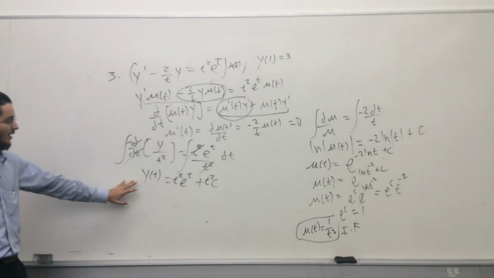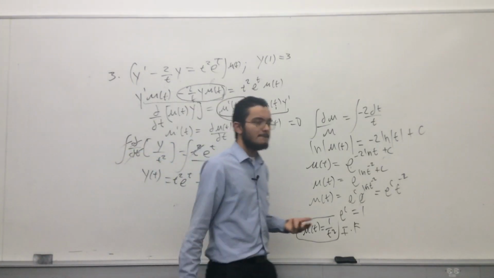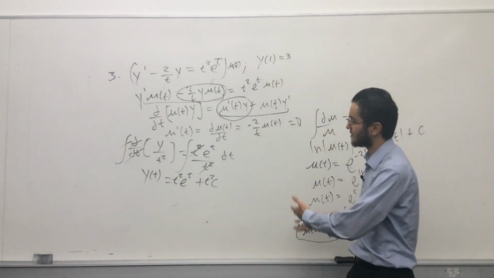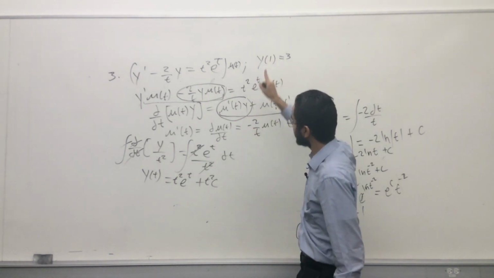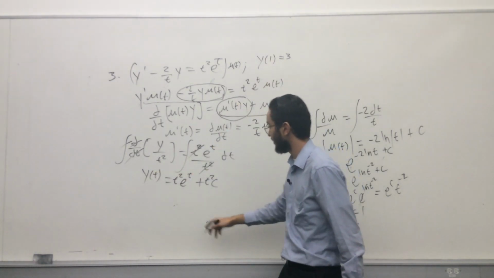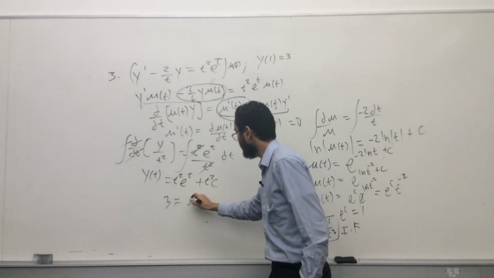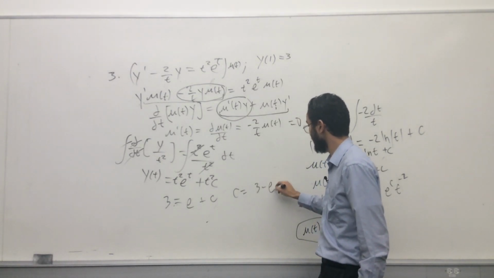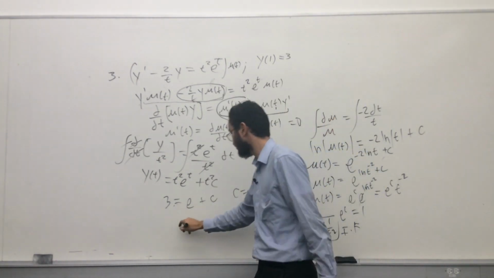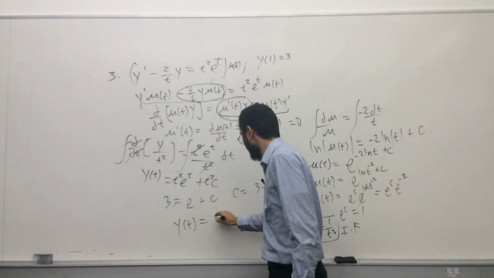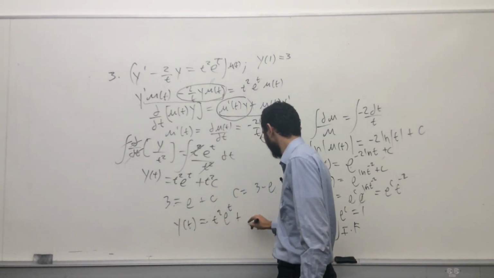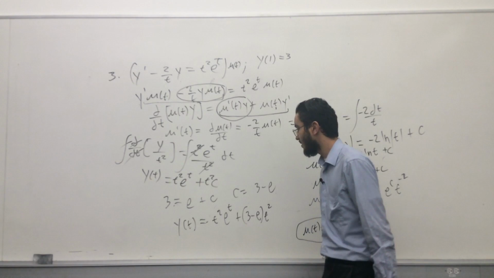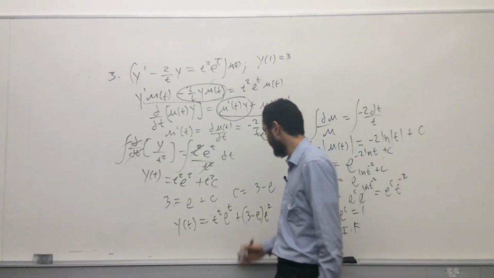Okay, so this is the general solution to the differential equation, but we have an initial value problem, so we are told that y of 1 is 3. Just do the math over here: set y of t equal to 3 and t equal to 1. So we got 3 equals e plus c. That means that c is nothing but 3 minus e. So our final solution should look something like this. So y of t is t squared e to the t plus (3 minus e) t squared.